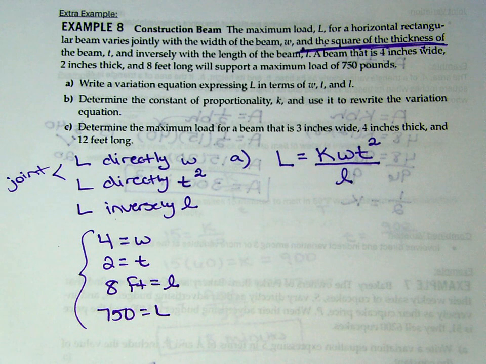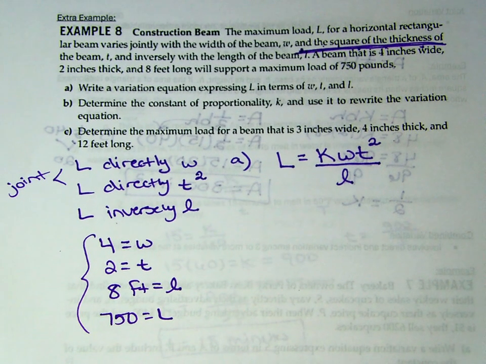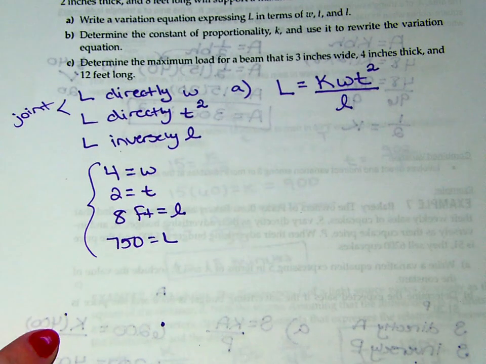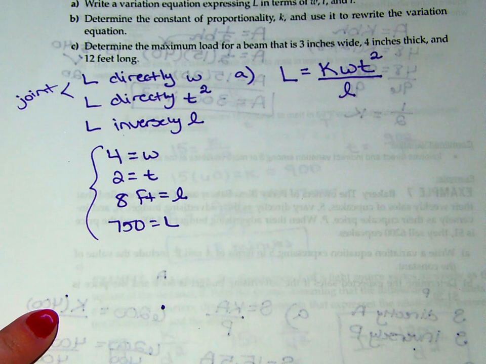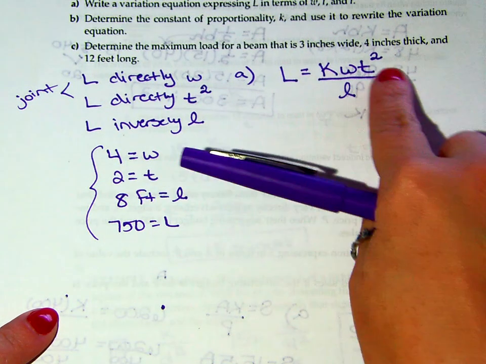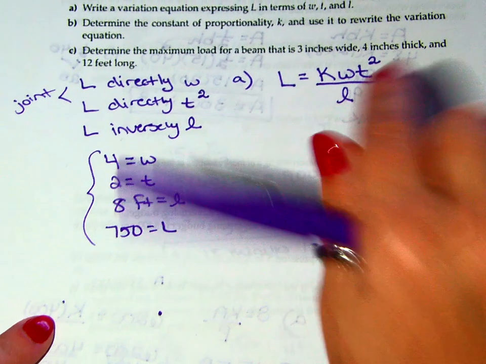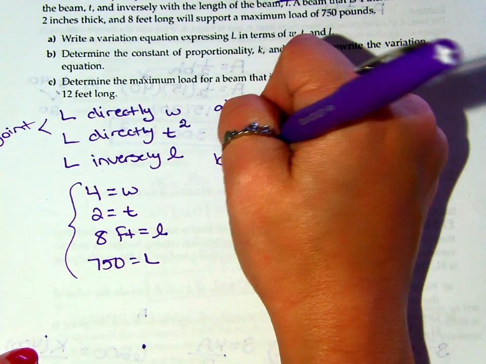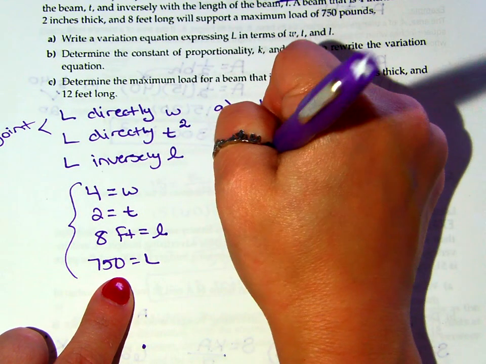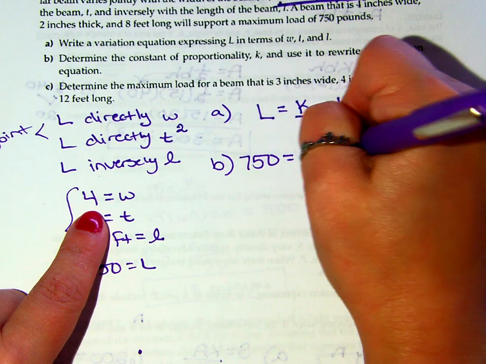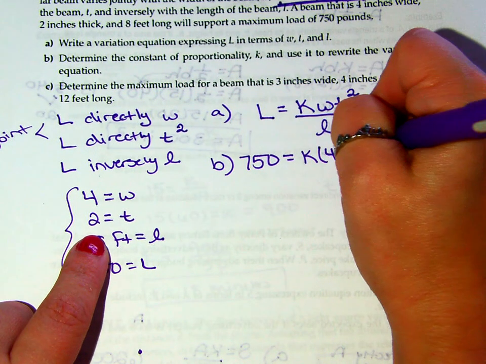B says determine the constant of proportionality and then use it to rewrite the equation more specifically. And so that's why they give us all of this information here. Because everything listed here is all the different variables that we have in our equation except for our K. And so we're going to be able to find our K. Because it says the load is 750 when our width is 4, our thickness is 2, and our length is 8.